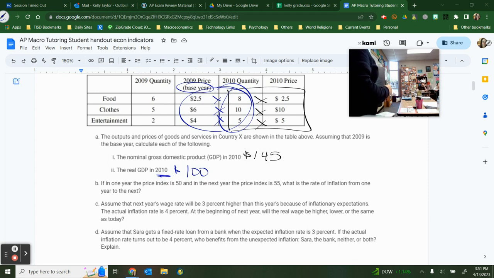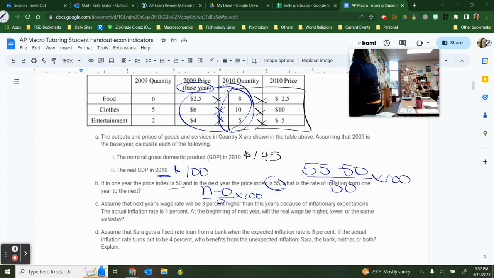If one year the price index, which is the CPI, consumer price index, is 50, the next year is 55, what is the rate of inflation? So what equation is this? New minus old over old times 100. The newest one is the most recent one; it doesn't have to necessarily be the biggest. Do not assume that the biggest CPI is the newest one, because it could be going down. So it's 55 minus 50, which is the old one, over 50 times 100, and that's going to give you the inflation rate of 10%. So this is 10% inflation.